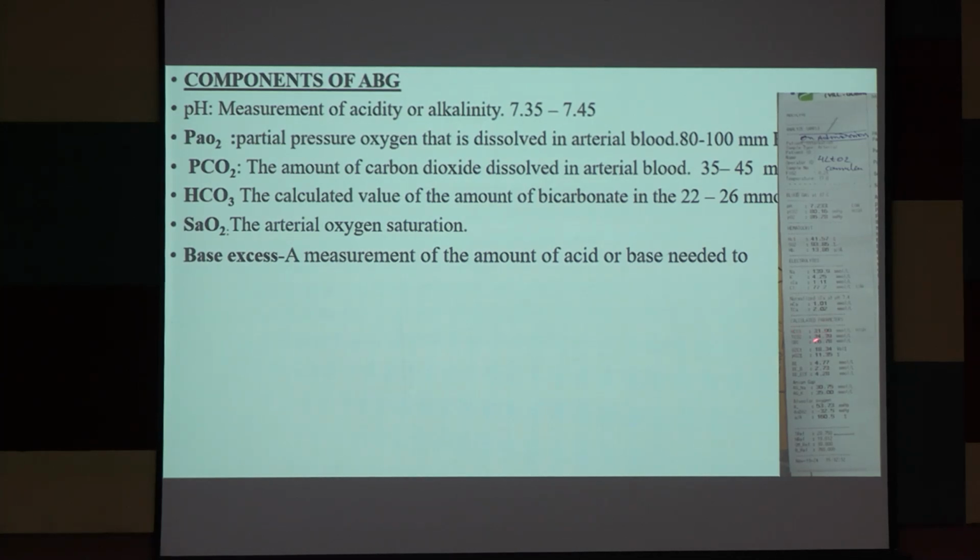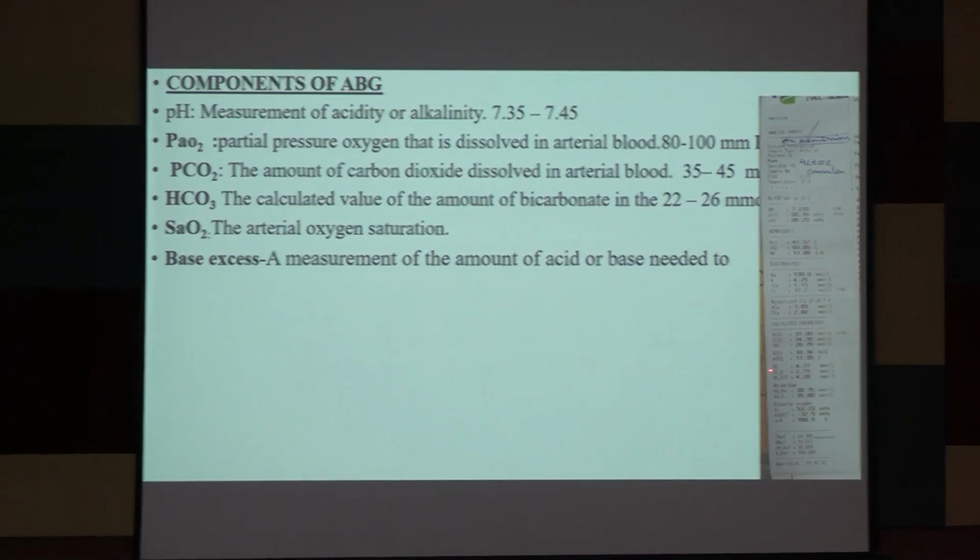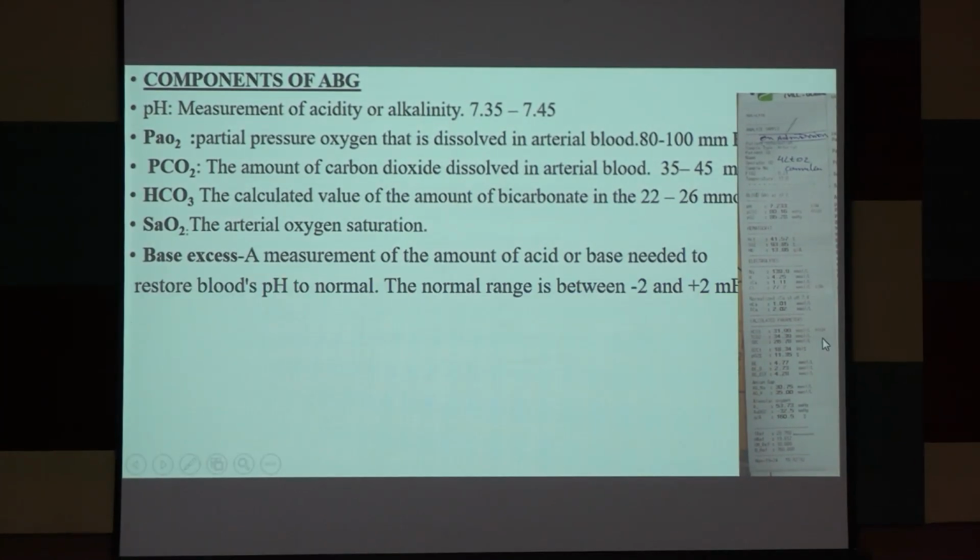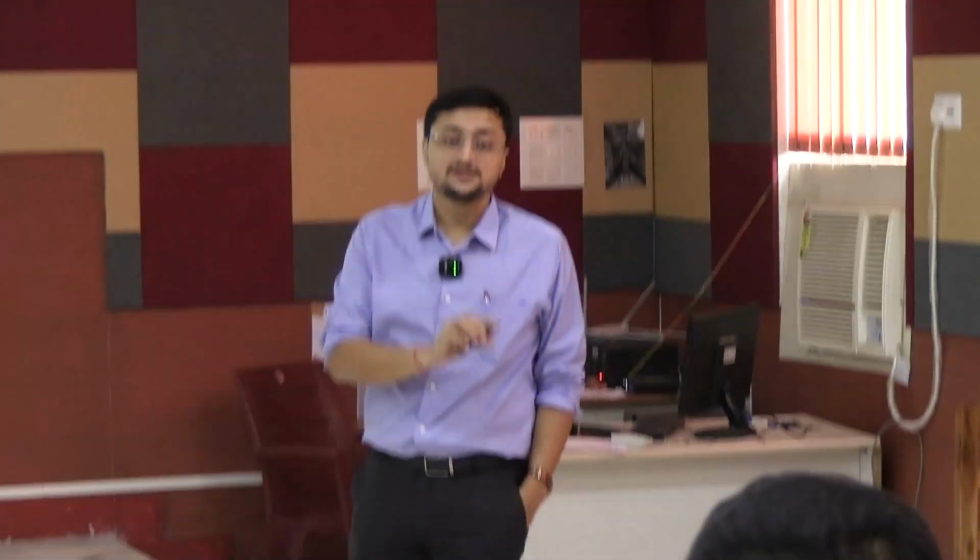Next is bicarbonate, as I have already mentioned, and base excess. Look, can you see this here? This is BE. BE is the base excess. Base excess is the measurement of the amount of acid or base that is required to restore the blood's pH to the normal, right? So it's in between -2 to +2.